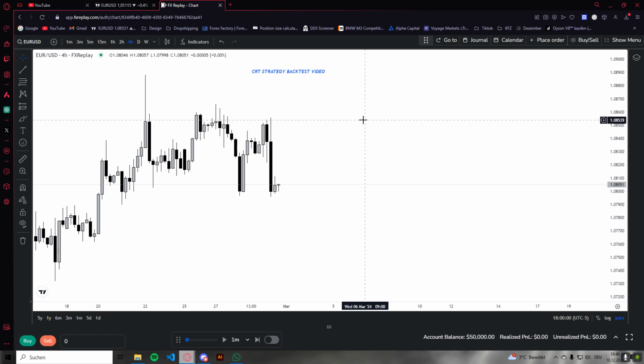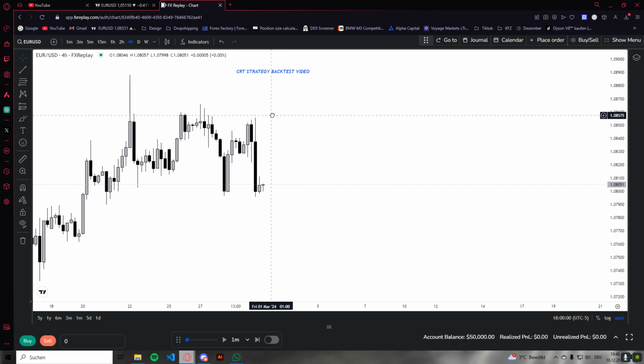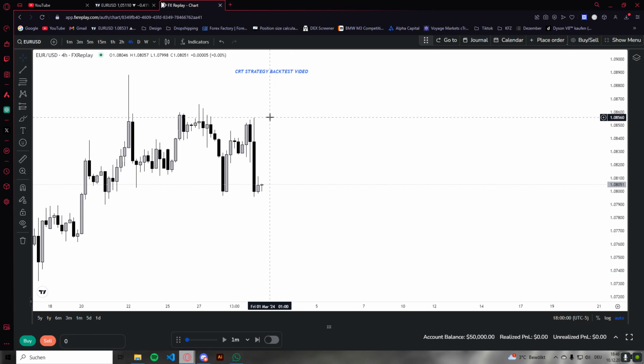Today we're gonna backtest the CRT strategy, okay? It's my own version of how I trade the CRT model. It's not the original one, it's my own developed one. It works very good, to be honest. I had good results in it, okay? I can show you some footage.